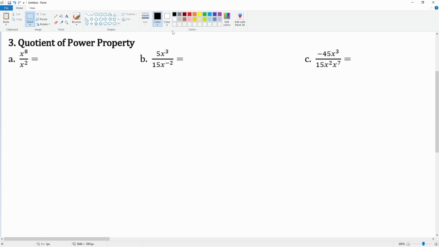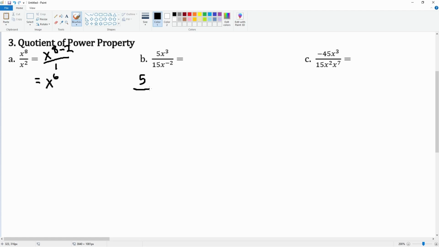x to the 8 divided by x to the 2. This can be written as x to the 8 minus 2 on top over 1. So x to the 8 minus 2 is x to the 6. It's really over 1, but no one really writes that divide by 1. So that's the answer. B, it's the same idea, but now you want to split the numbers from the letters.